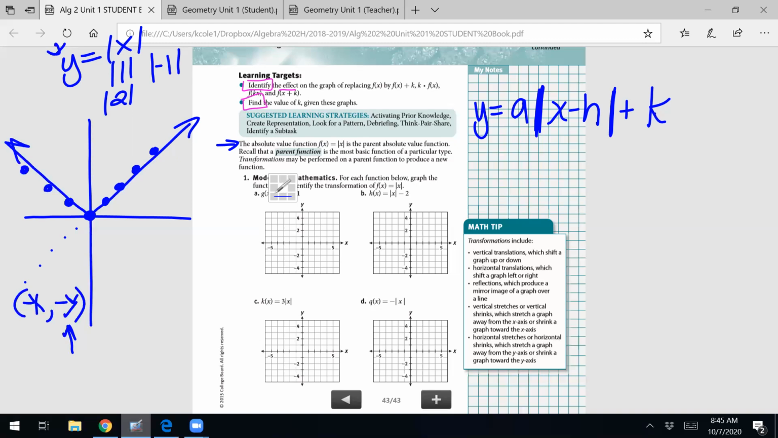The parent function, which is this one, it says the absolute value function, f of x, which is just a different way to say y, is the parent function of the absolute value function. Recall that the parent function is the most basic function of a particular type. Transformations may be performed on the parent function to provide a new function. Okay, so your parent function is right there. It's going through (1, 1), (2, 2), (3, 3), and then it's also going to go through the negatives.